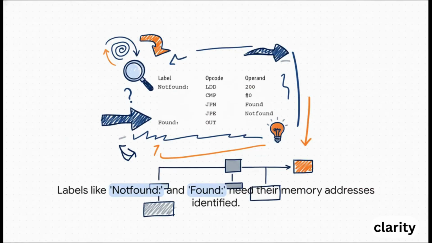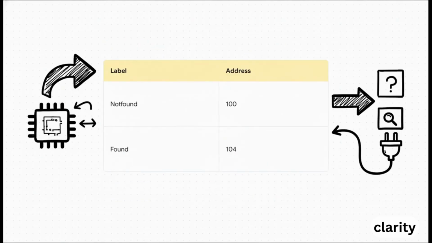Let's make this super concrete. Take a look at this piece of code. See those labels there, not found and found? Imagine the assembler is reading this for the first time. It gets to that instruction that says to jump to not found, but it has no idea where not found is yet. It hasn't gotten that far down the file. And this is the solution. This is what the assembler builds during that first pass. It creates this simple little table. And now it knows, aha, not found is at address 100 and found is at 104. So on the second pass, when it sees that command, jump to not found, it just looks it up in the table, plugs in the number 100, and problem solved.